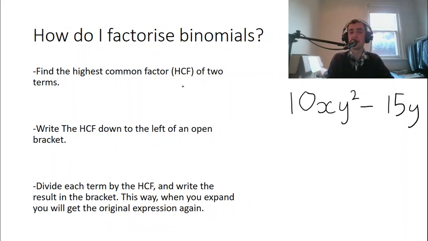So let's go to step 1 again. Find the highest common factor of the two terms. So 10 and 15. Now these numbers are getting a little bit big, but there are still not that many factors. Not that many factors of 10. So 1 and 10, obviously, but again, that's not very useful. 2 and 5. So 2 times 5 is 10. So here are some factors, 2 or 5.